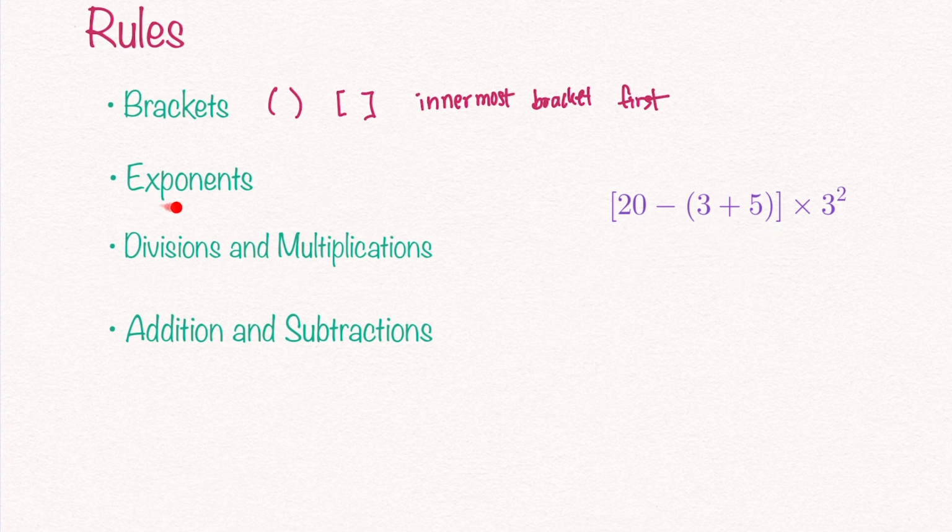Next, check for exponents. So in this example, we have the power of 2. So we need to evaluate that. Once you're done with that, check and see if you have any divisions or multiplications. Here I have multiplication. With questions that have both divisions and multiplication, you simply just have to start with the left and move on to the right.